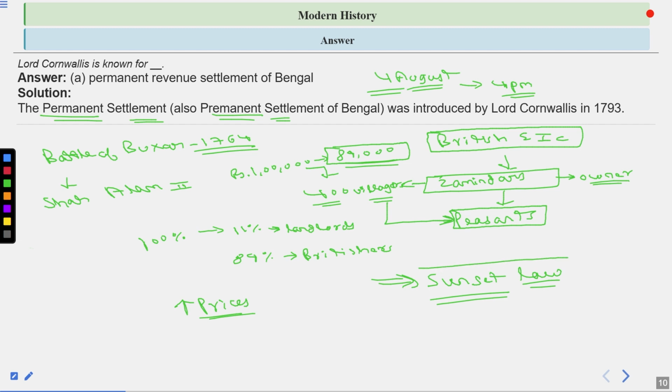So this sunset law was attributed to the permanent settlement of Bengal. And remember, that was introduced by whom? Lord Cornwallis.